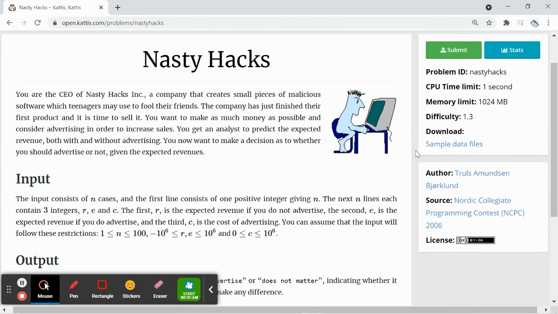Hey everyone, we'll be doing Kattis question named Nasty Hacks. So the company has just finished their first product and it's time to sell it. We also get an analyst to predict the expected revenue both with and without advertising. And we're making the decision as to whether we should advertise or not.